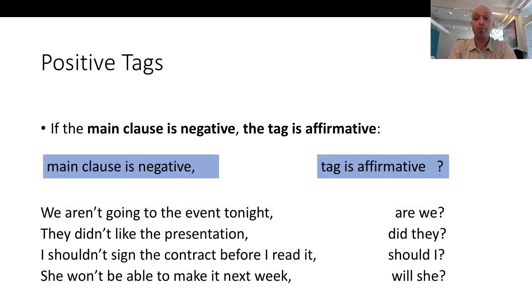Next, we're going to look at positive tags. The rule for that is if the main clause is negative, the tag is affirmative. So we aren't going to the event tonight, are we? Negative main clause, affirmative tag. They didn't like the presentation, did they? I shouldn't sign the contract before I read it, should I? She won't be able to make it next week, will she?